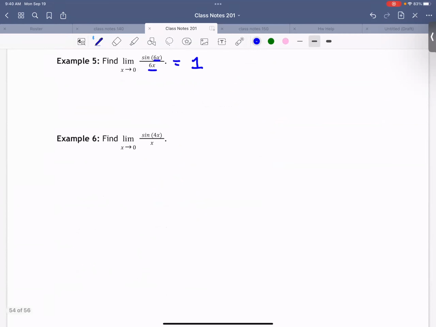Okay, let's take a look at this example. We have the limit as x approaches 0 of the sine of 4x over x. Now we have a little bit of a different situation because the inside of the sine doesn't match the denominator. 4x doesn't match x. Any ideas on how we can make it match? Take out the 4. Can't take a 4 out of the sine because you can't take something out of the inside of a trig function, but that's a good idea.